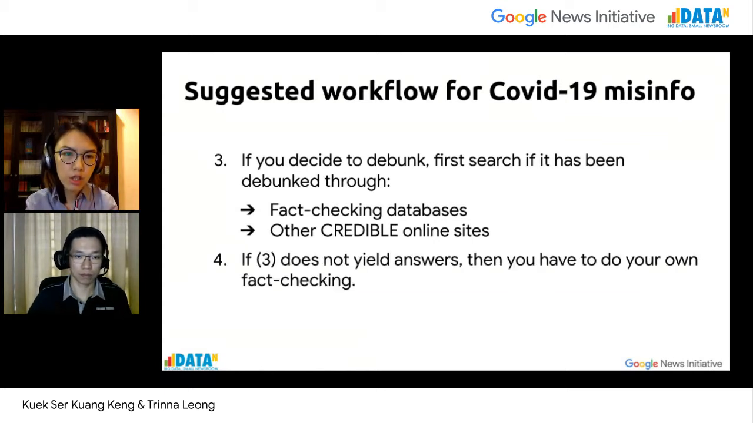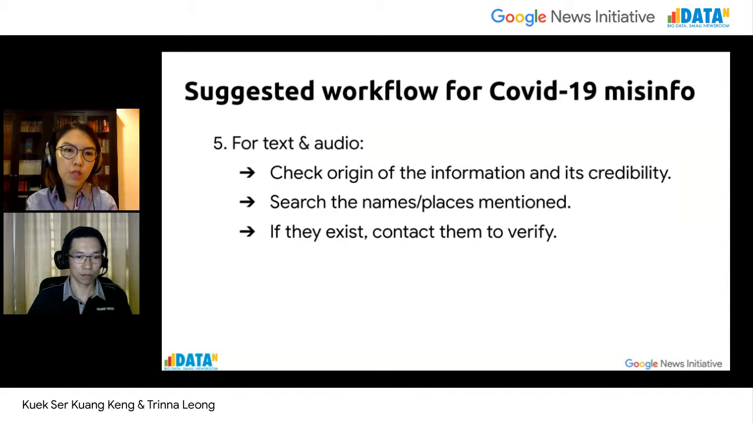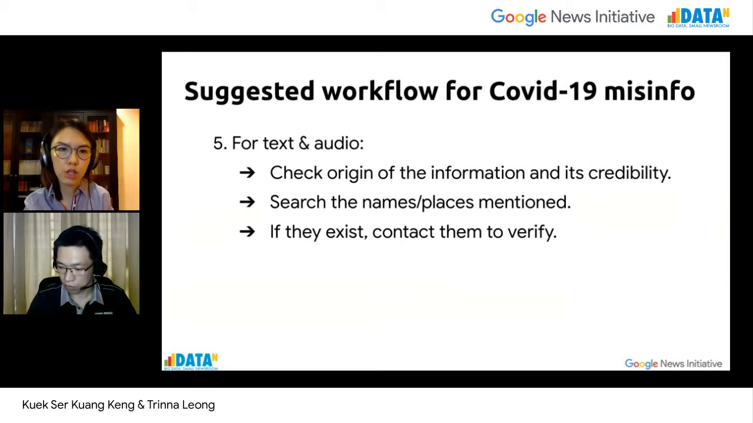And so the next step, if step 3 doesn't yield you any results, then you have to do your own fact checking. So for text and audio, it's best that you find the origin of the information. I know it's difficult on WhatsApp, but on Twitter or Facebook, it's still possible to trace back to who started the whole entire share or tweet in the beginning, right? And then from there, you could try to determine the credibility of the information or the claim. And you could also search for the names and places mentioned in the text or audio. So if there's a person involved, then you could contact them to verify it. But if it's a place and it's somewhere that is within your beat of coverage, you could actually physically go there to find out if what is alleged to have happened actually happened.